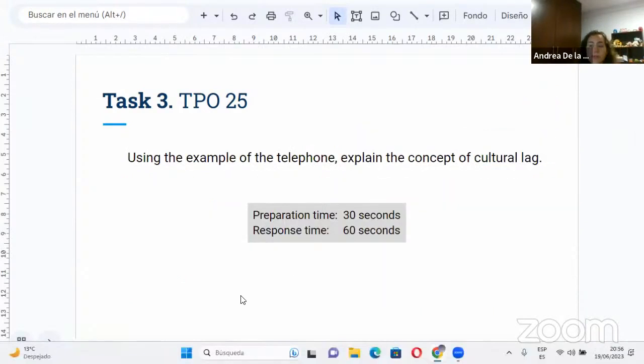Now, using the example of the telephone, explain the concept of cultural lag. You'll now have 30 seconds to prepare your responses.